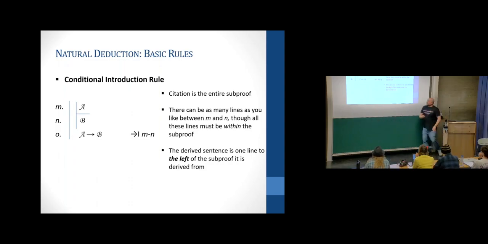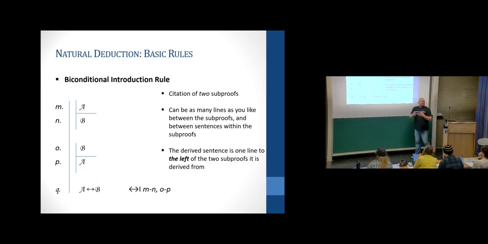Okay, to come back to a point that was raised earlier, note that this is also the first rule where we have to cite the whole subproof, rather than just individual lines. Because it's the subproof that shows us the conditional holds. It shows us how to go from A to B. Okay. So, there's our conditional introduction.